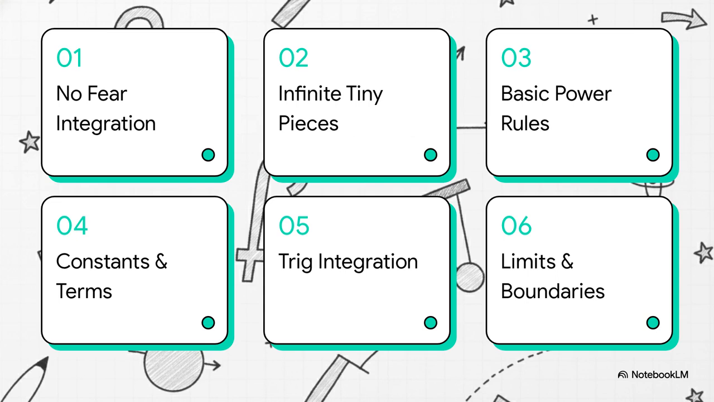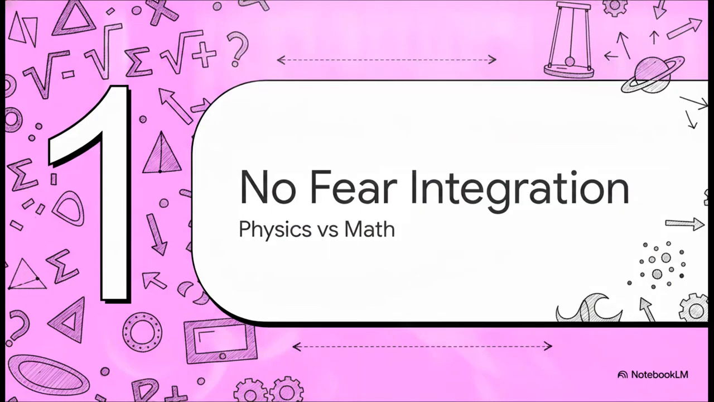We've got 1. Integration without the fear. 2. Adding infinite tiny pieces. 3. The basic power rules. 4. Constants in multiple terms. 5. Basic trigonometric integration. And finally, 6. Definite limits and boundaries. And honestly, here's the best part. This simple 6-point list is literally the only integration toolkit you're going to need for your entire high school physics journey. All right, let's hit section 1.